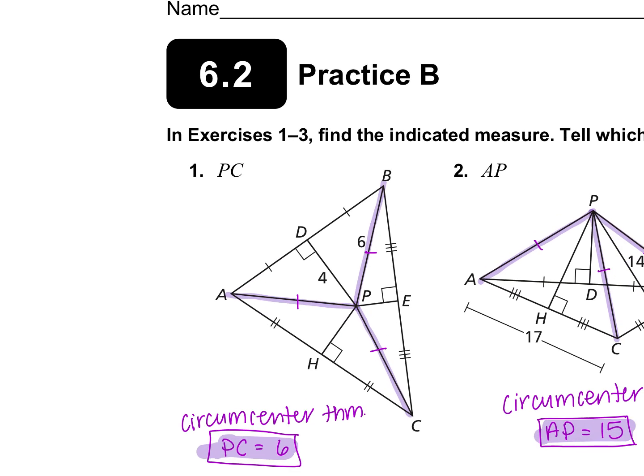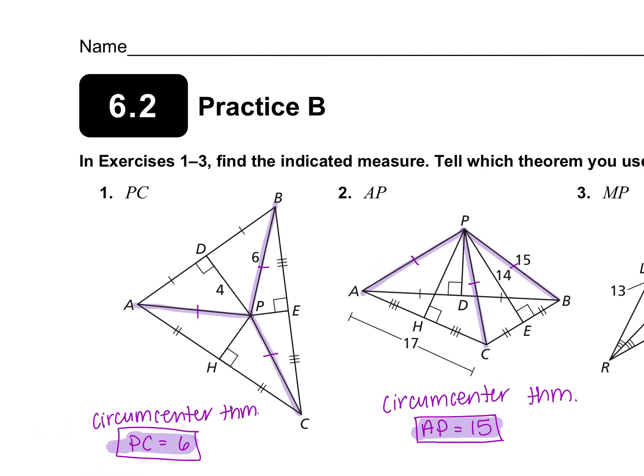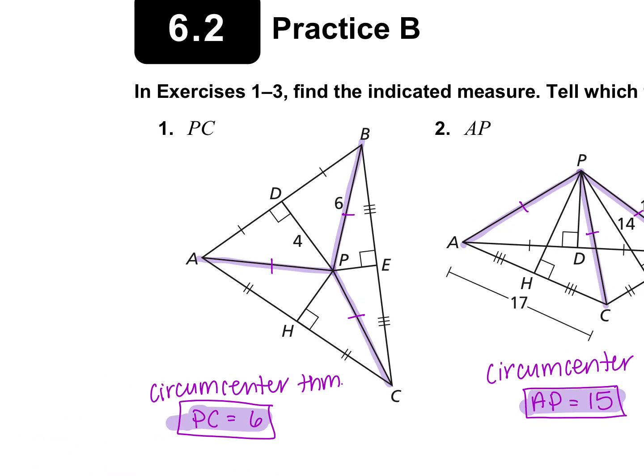So looking at 6.2, it says find the indicated measure, tell which theorem you used. Just so you are aware, on the test you will not have to tell me the theorem, you're just going to have to solve. I mean, it's good to know the theorem to see what you're finding, but you're just going to normally have to solve. You don't have to explain anything. There's no explanation. Okay, looking at number 1, this is circumcenter.